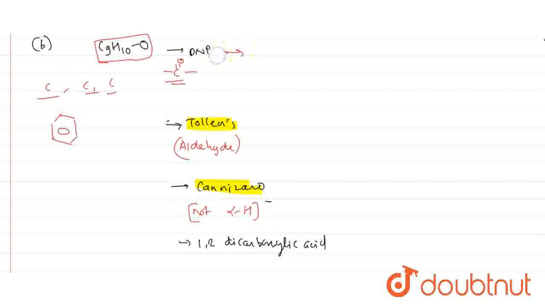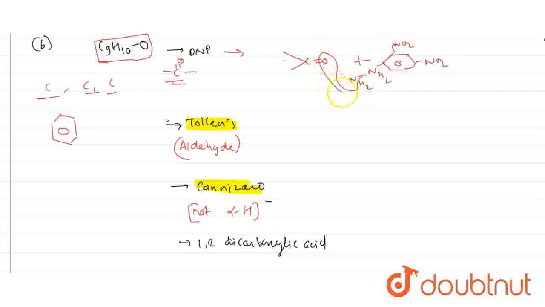Let me show you what the DNP test is. In the DNP test, what happens? Suppose we have a carbonyl group and we have DNP, that is NO2, and here will be nitrogen, NH2 and NH2. So these 2 hydrogens will go with oxygen, and this nitrogen directly combines with the carbon. So this forms a compound with carbon double bond nitrogen, NH, and the remaining portion will be of DNP, that is NO2 and NO2. So it is given by the carbonyl group.